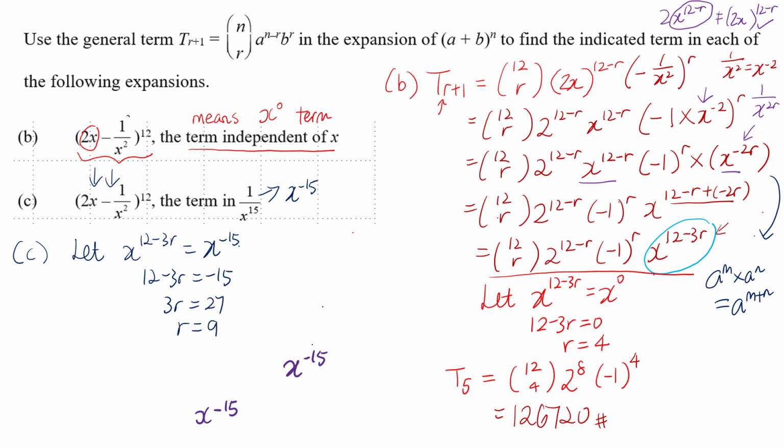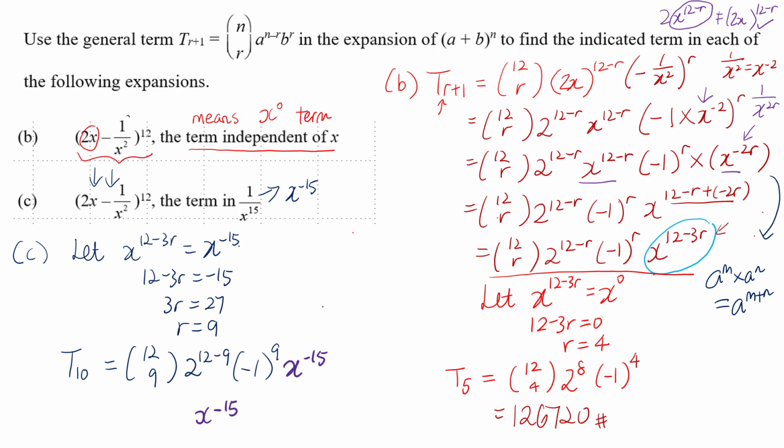So therefore, we are finding the 10th term. And that gives me 12C9 times 2 to the power of 12 minus 9, bracket negative 1 to the power of 9. And of course, I will get x to the power negative 15. But we'll just find the term, so we don't need to write this down. Find the term.